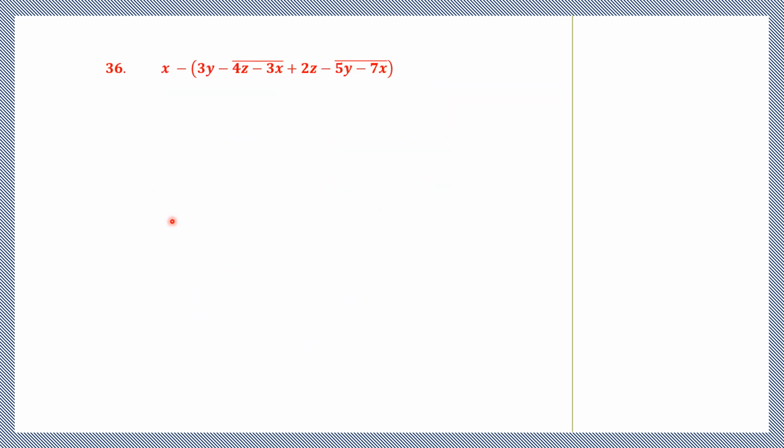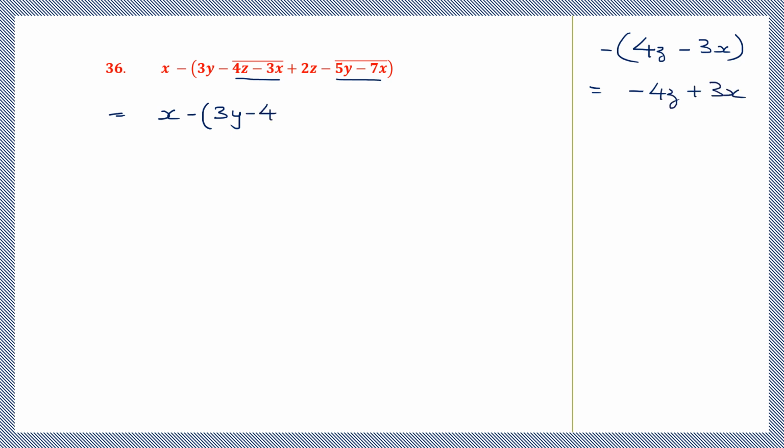Question 36. We have the common bracket, bar brackets. Okay, so let's work on the bar brackets. Let's remove them by simplifying what's inside. So we have x minus, now 3y. Now what is inside the bar bracket? 4z minus 3x. But the sign before that is minus. So we'll change the sign. So minus 4z plus 3x. So this becomes minus 4z plus 3x.